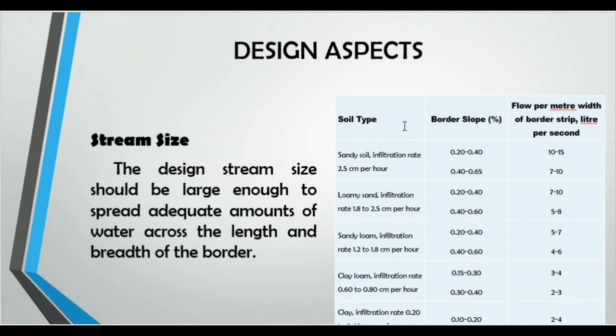And here we also have the soil type, the border slope, and the flow per meter of border strip, and we use liters per second. The soil type and the border slope will determine how much water will be needed by the field, by the crop. So through that, we will be able to determine what stream size you need for your field. So we need to consider really the soil type and the border slope.